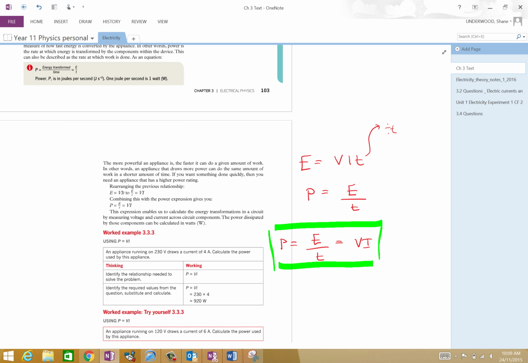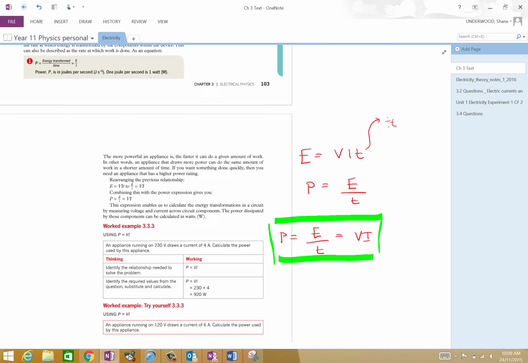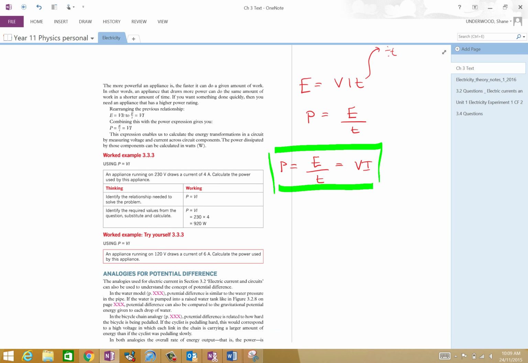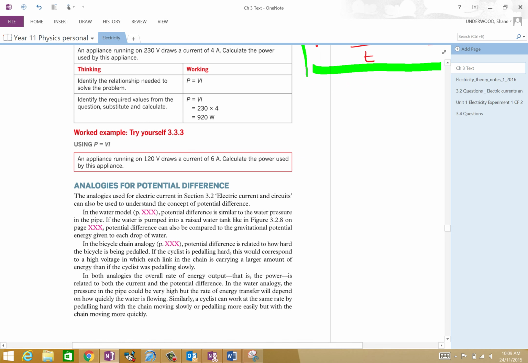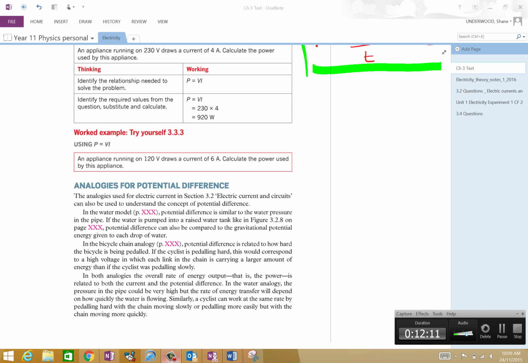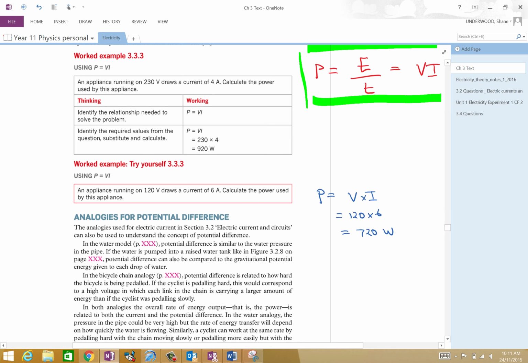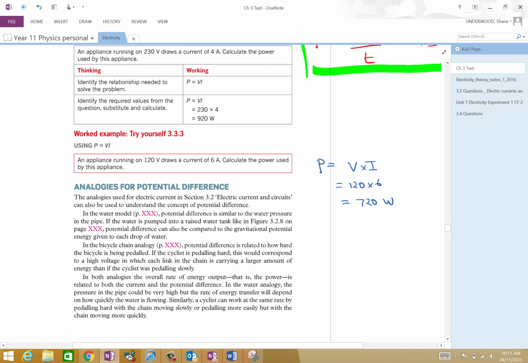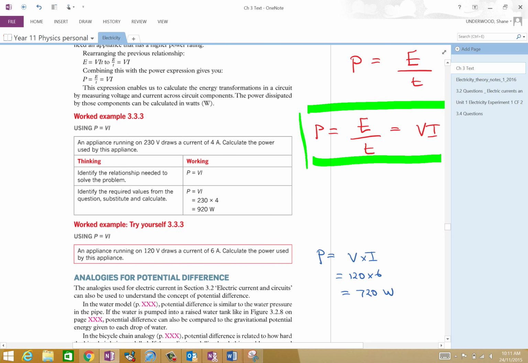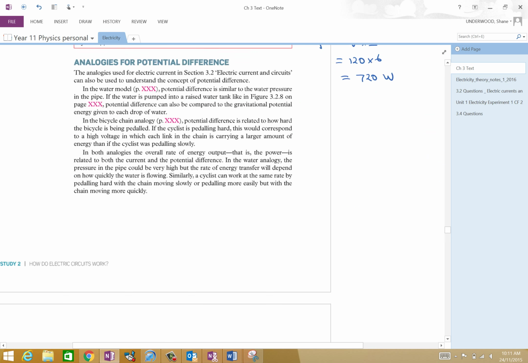And you guys will have to do some basic questions. Now, I'm going to pause this and you try it yourself. Have a go at this worked example 3.33. So, power is 720 watts. Pretty straightforward example.